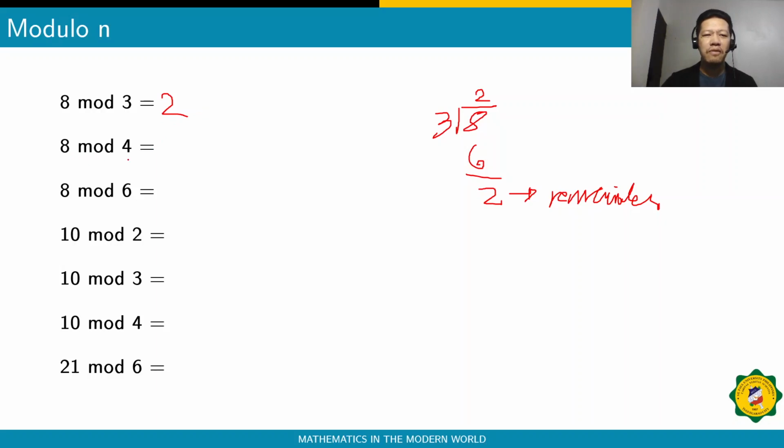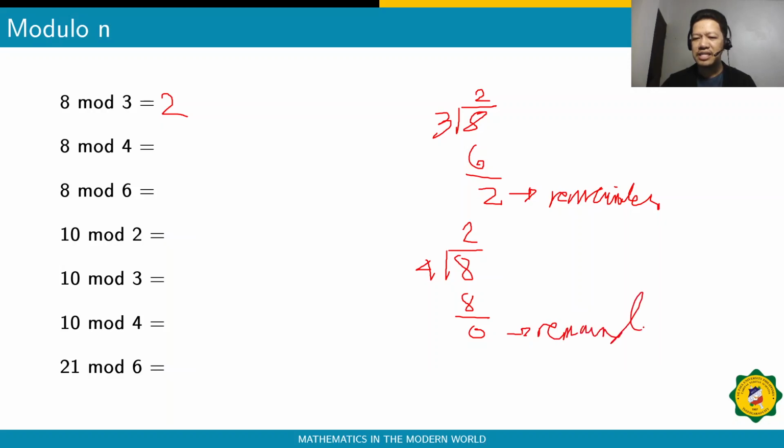How about 8 modulo 4? Just the same, you need to divide 8 by 4, and you actually get a remainder of 0. So 0 is the remainder, and the answer for 8 modulo 4 is 0. So I hope you get it already, that modulo means remainder. If you have this, it is just asking you to get the modulo or the remainder if you divide this number by this modulus. So we call this the modulus. If you divide 8 by 6, the remainder is 2. So the answer here is still 2.